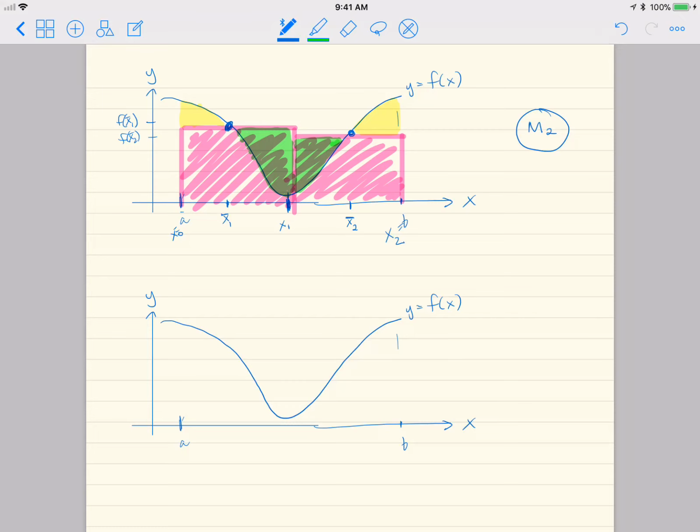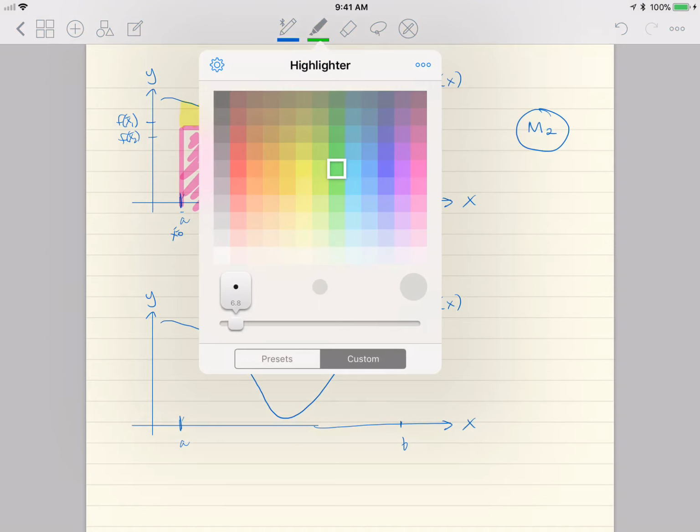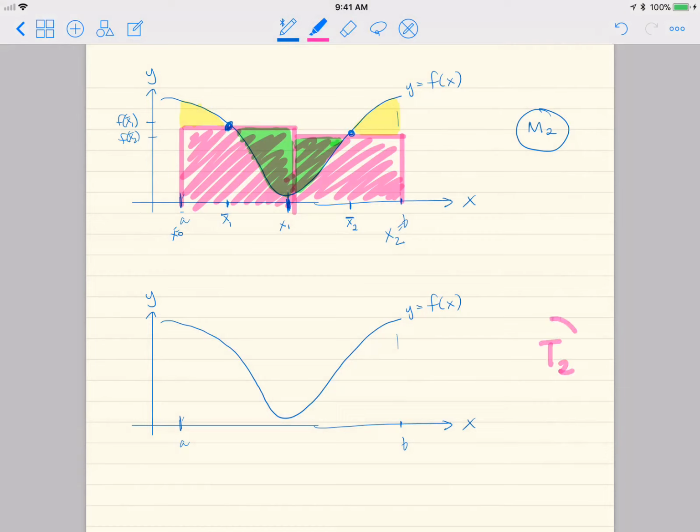Now let's look at what happens using the trapezoidal rule. Okay, again, we're going to do T2, which means trapezoidal rule with two subdivisions. So here, we're not really worried about the midpoints, so we just need to know x0, x1, and x2. Once we know them, I need to know f of x0, f of x1, and f of x2. Okay, so that's my f of x0, f of x1. And then f of x2 looks like that's pretty much equal.